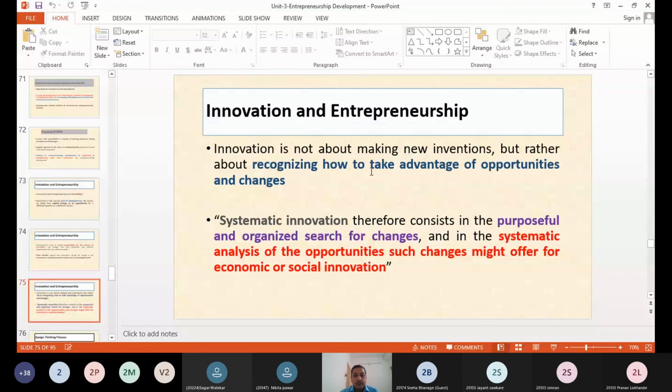And therefore, systematic innovation consists in the purposeful and organized search for changes and in the systematic analysis of the opportunities such changes might offer for economic or social innovation. So systematic innovation means what? It is the purposeful and organized search for changes as well as the different opportunities in the society which can offer economic or social innovation.